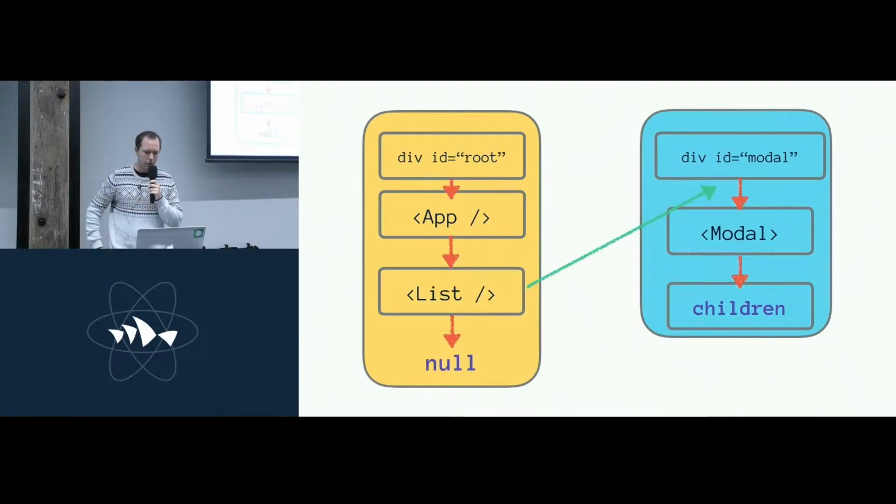So you end up with something like this, where this is how you would do it without using React.Portal. My volume keeps going in and out. Okay, is that okay? Holding it like that.